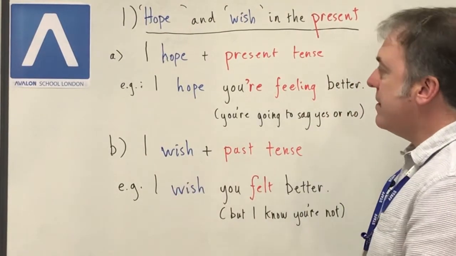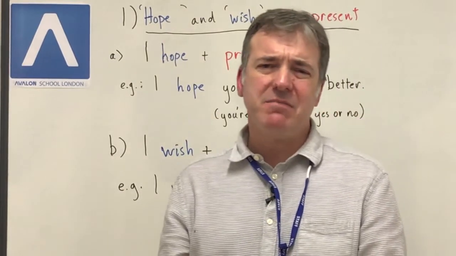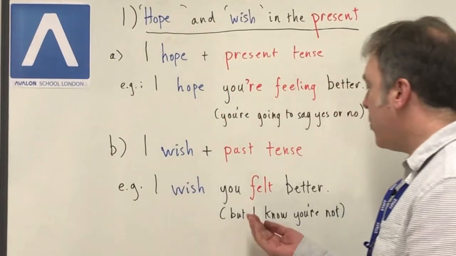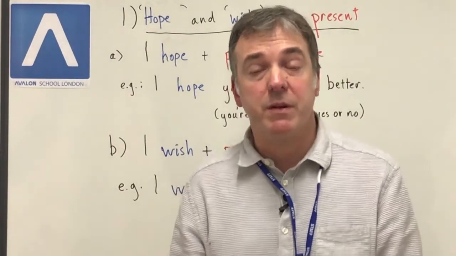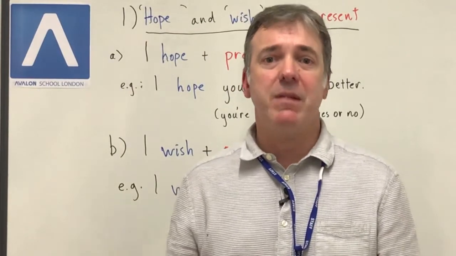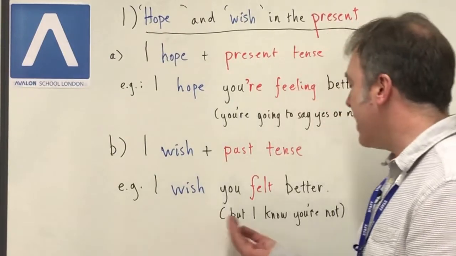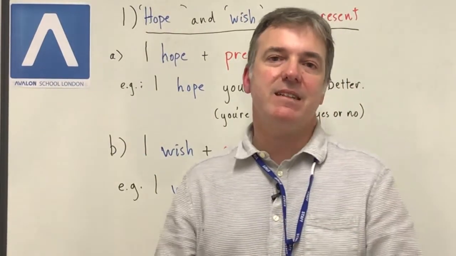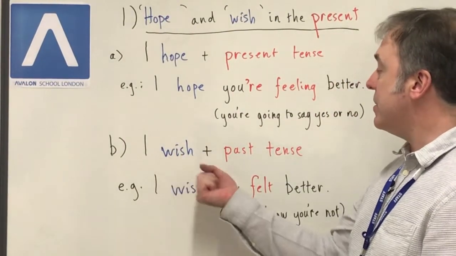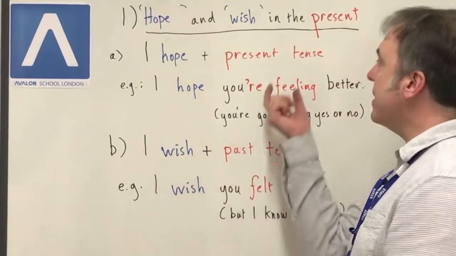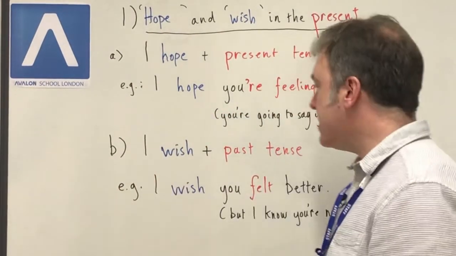However, if we use wish, for example, I wish you felt better, we know that the person is still sick. So maybe they have not just a cold, but flu, and they're still very, very sick, maybe still in bed. And we say, I wish you felt better. Okay? We know they're not, but it's impossible at the moment because they're still sick. So here we have wish plus past tense. Here the main verb was feel, and the past of feel is felt.